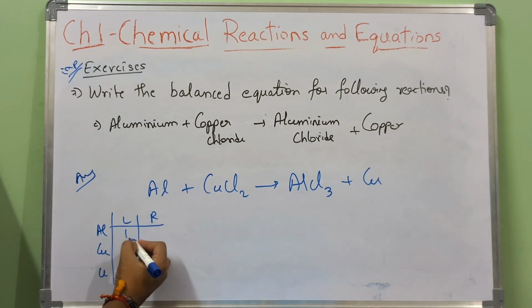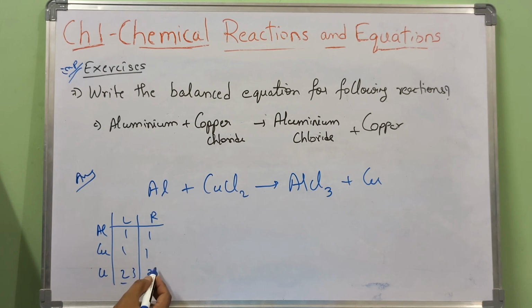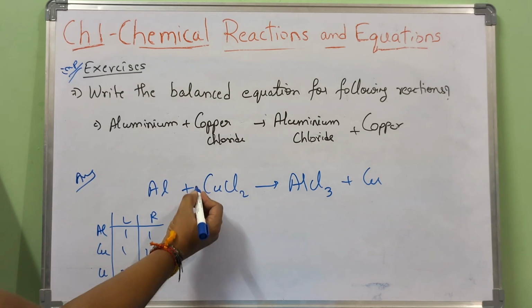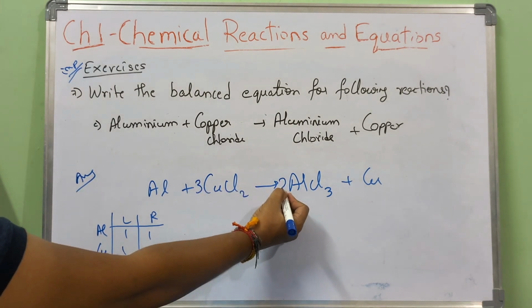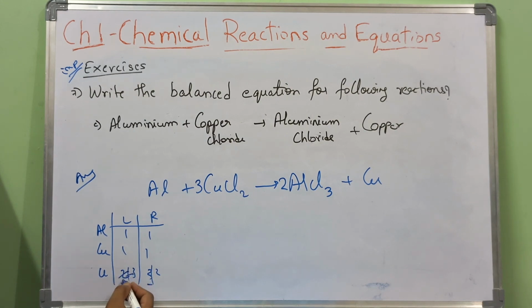Aluminum left side 1, right side 1, copper 1 and 1, whereas chlorine here it is 2, here it is 3. So if this type of equation is present, just multiply 3 here and 2 here, so that both will become 6. So now chlorine is balanced because both became 6.